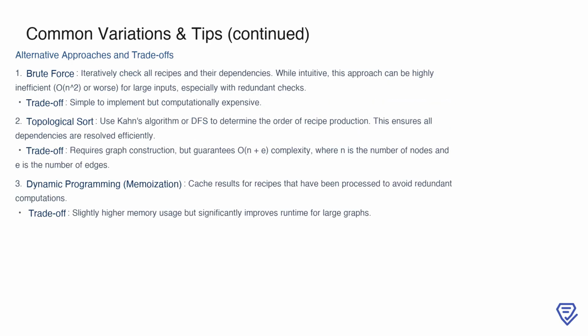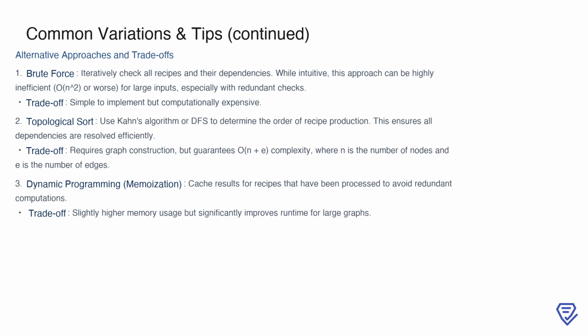Now let's discuss some alternative approaches to solving this problem and the trade-offs involved. A brute force method simply iterates through all recipes and their dependencies, checking each one repeatedly. While this approach is easy to implement, it is computationally expensive, often resulting in O(n²) or worse for large inputs with redundant checks. A more efficient solution involves using topological sorting, such as Kahn's algorithm or DFS, to determine the order in which recipes can be produced.